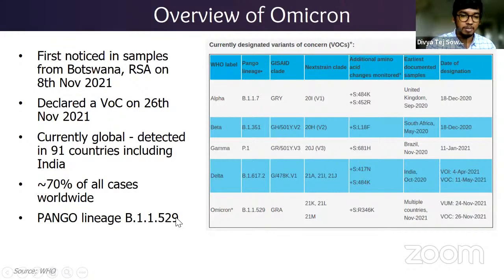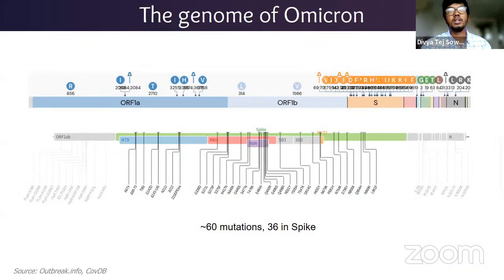And it also has this Pango lineage assigned, B.1.1.529, but of course, it's not very important. So when it was initially flagged, the reason was that it had a large number of mutations. In the top part of the slide, you can see the total number of mutations present in Omicron. There are about 60 mutations in total. The exact number ranges from 55 to 65, but on average, there are 60 mutations.